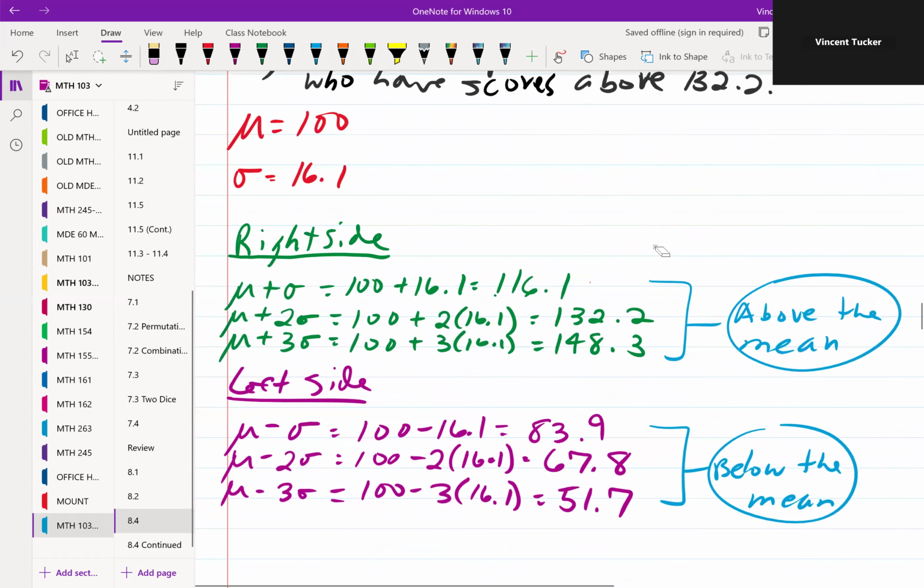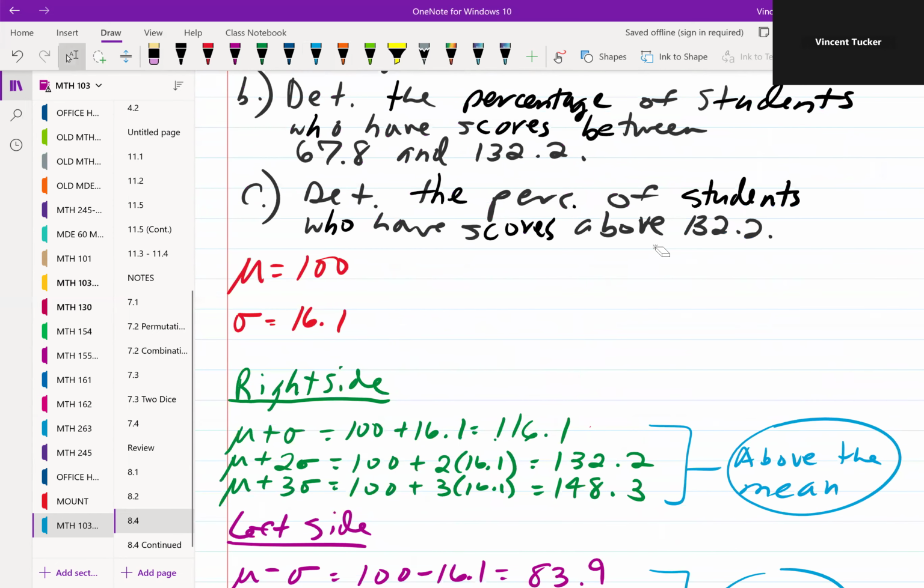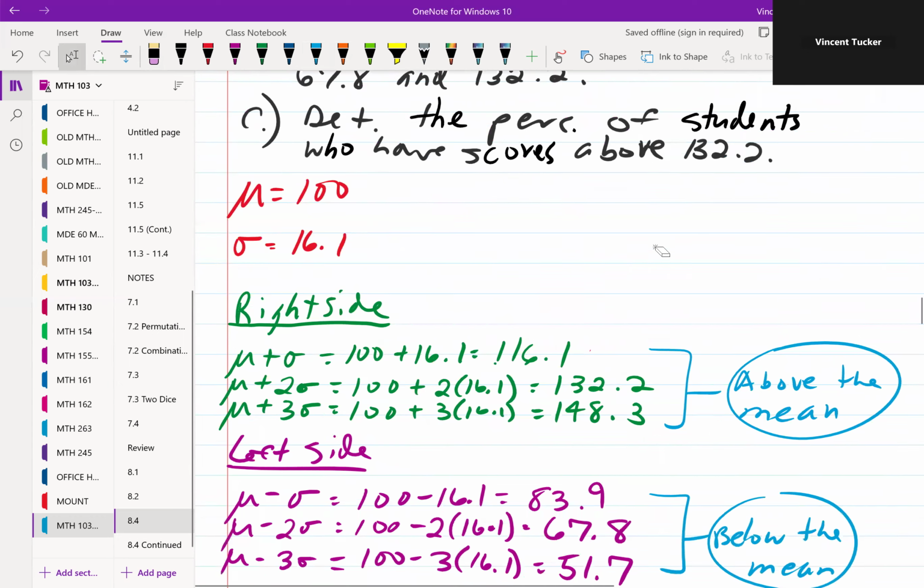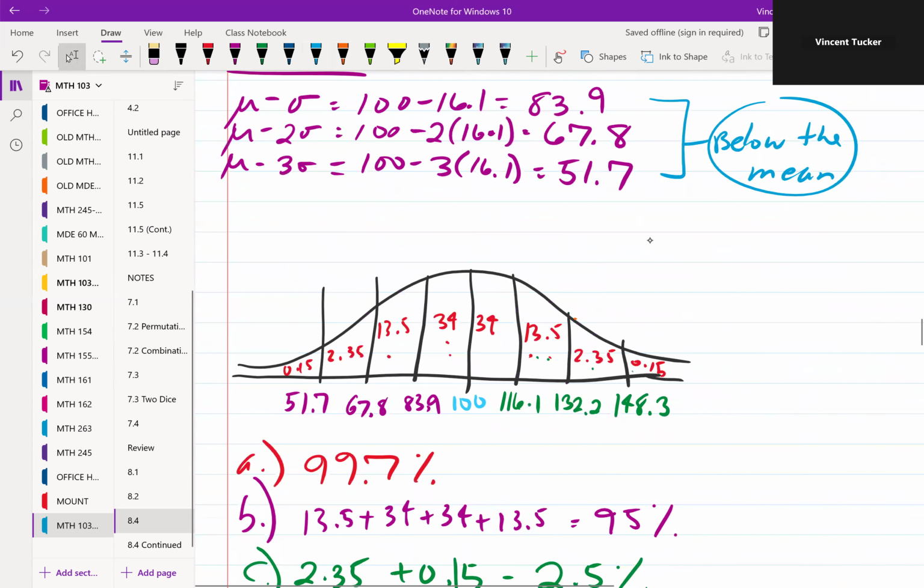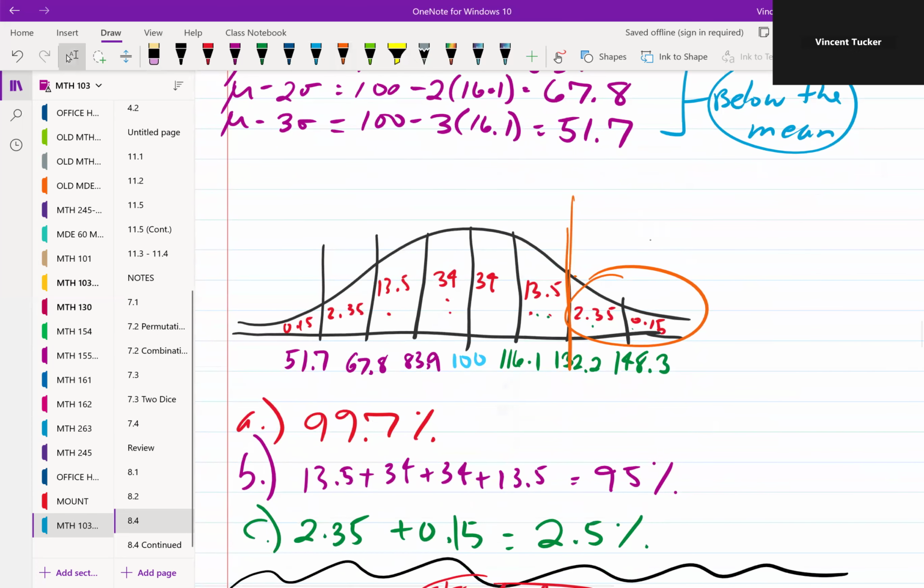And then the last one, determine the percentage of students who have scores above 132.2. So 132.2 is right here. And the values above are these two percentages. So that's 2.35 plus 0.15, which is 2.5%. All right. So you expect 2.5% of students to score above 132.2.